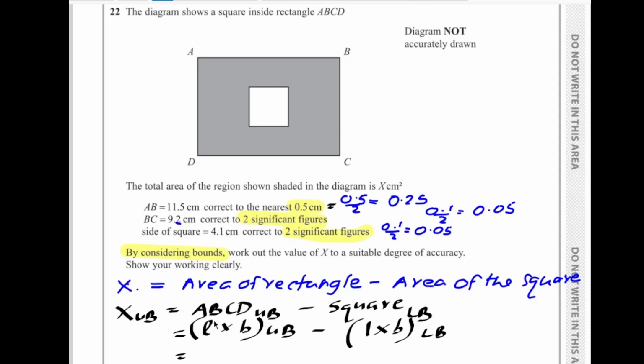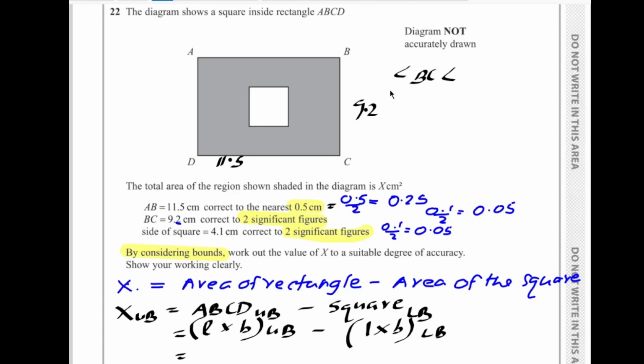When subtracting, it is different. If it is a subtraction, you need to use two different things. If it is multiplication, the same thing. So in this case now, length upper bound, breadth upper bound. How do we get length? How much is length? AB length is 11.5. Breadth is 9.2.